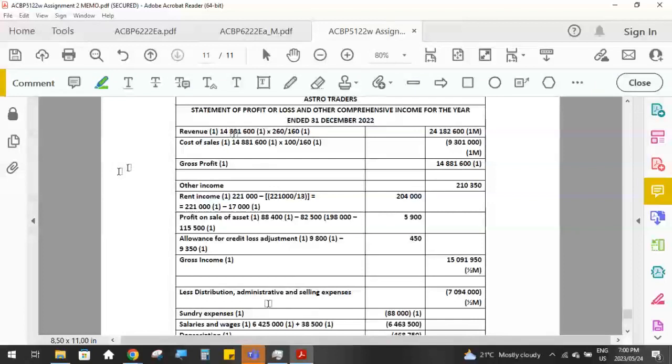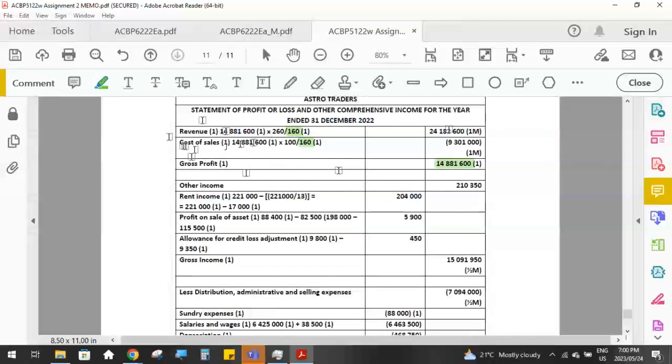Revenue. So remember, they gave us our GP. So revenue was 260 over 160. And cost of sales was our GP times 100 over 160. I've explained that above. Revenue minus cost of sales, that must be in brackets, equals the gross profit. So this was the amount that they gave us. And from that amount, and the fact that they told us our markup was 160 on cost, we could then work out the revenue and the cost of sales amount.